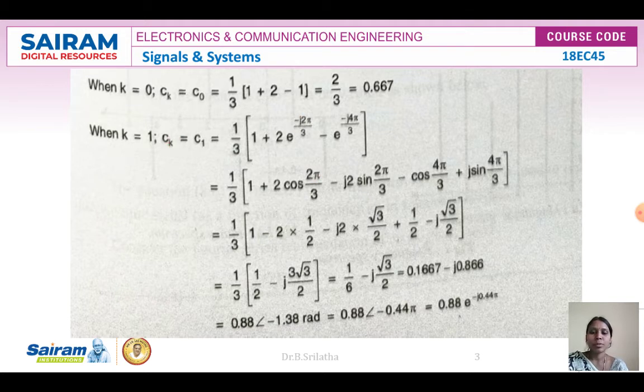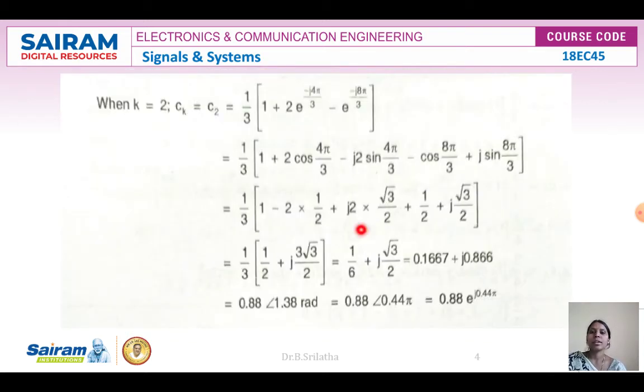Now you know e power minus j theta is cos theta minus j sin theta. The same applies to the third term. Cos 2 pi by 3 is 1 by 2 and sin 2 pi by 3 is root 3 by 2. Similarly cos 4 pi by 3 is 1 by 2 and sin 4 pi by 3 is root 3 by 2. If you simplify, we get 0.1667 minus j into 0.866. If you want to convert from polar to rectangular form, we get this.